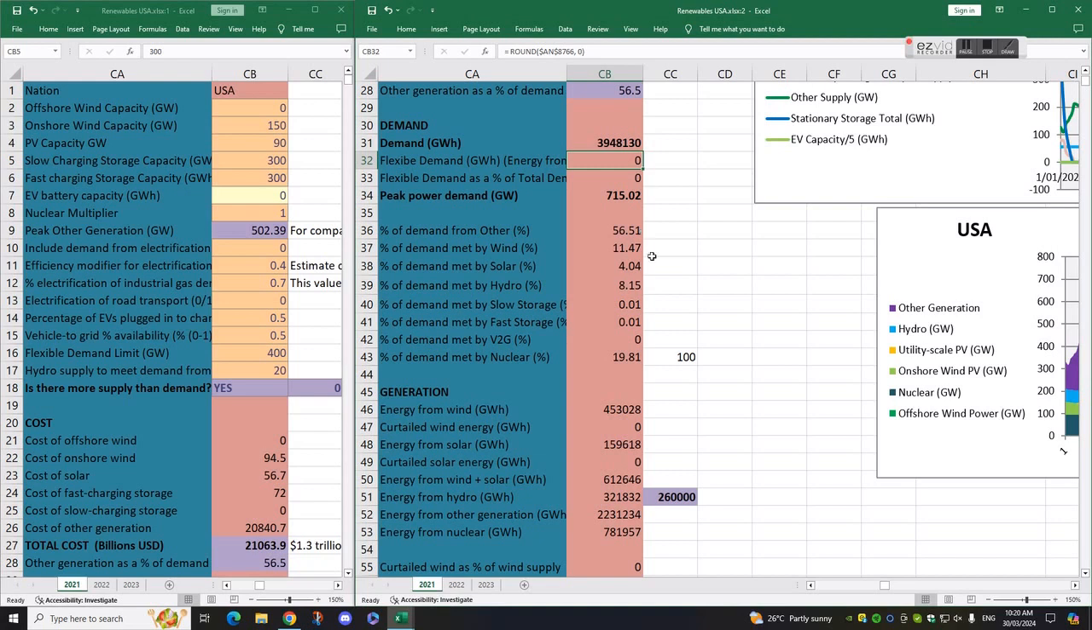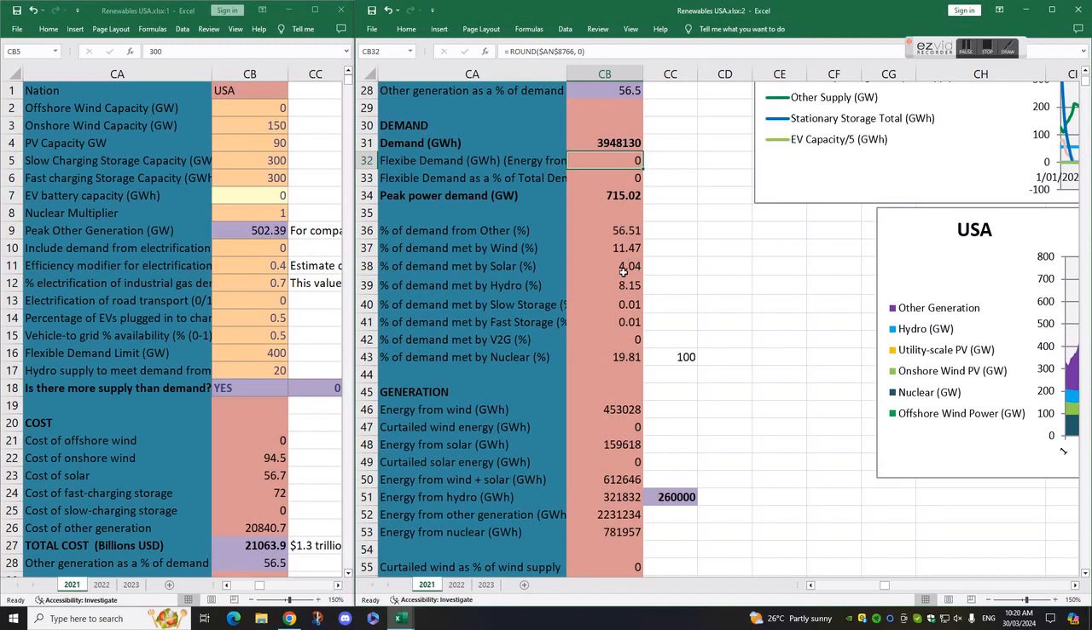Wind about 11.5%, solar about 4%. These are the commercial solar farms, the utility scale ones run by large companies. There is also rooftop solar. I have not modeled rooftop solar in this spreadsheet. Instead, the production from rooftop solar is behind the meter, so it appears as a reduction in the amount of demand.